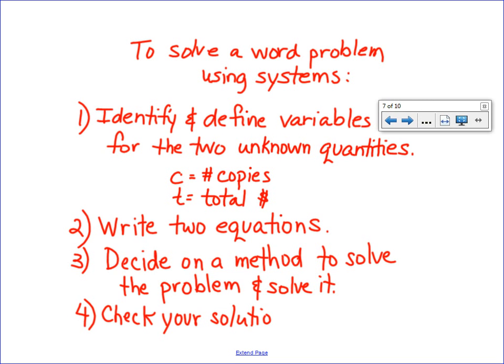Always check it in both equations to make sure that it works in both equations, and make sure that the answer is a viable one that makes sense to the problem. For instance, if you're finding the number of people, you shouldn't have a fraction. You can't have a fractional number of people. So always check your solution and then make sure it's viable.